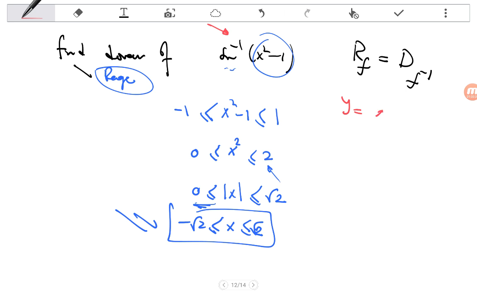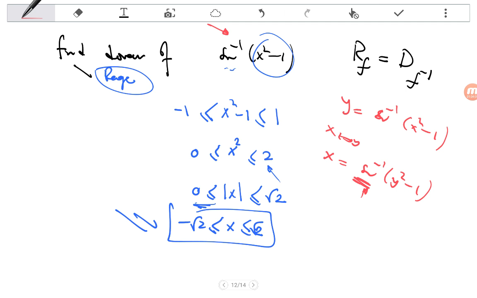So this is y equal to sine inverse of x squared minus 1. I will change x and y. So that will be x equal to sine inverse of y squared minus 1. Now I need to get rid of this. I need to put the y on one side. I need to get rid of this sine inverse. How to get rid of a sine inverse?